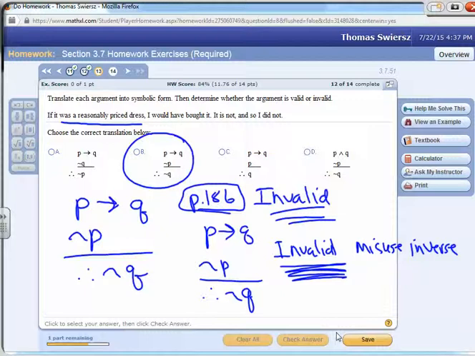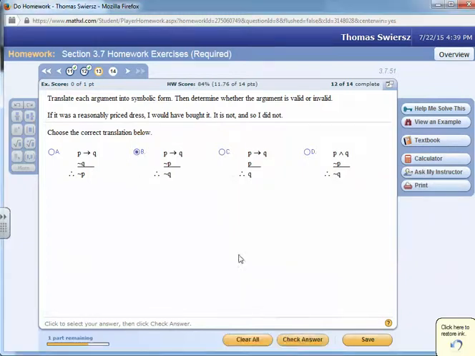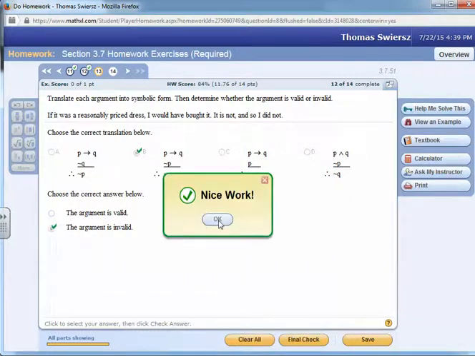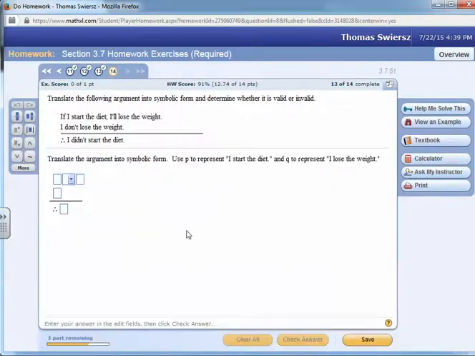Okay? All right, so again, the first part is the matching of the symbolic form is B, and then we know that the argument is invalid because it matches one of the invalid forms on page 186 of the textbook. All right.